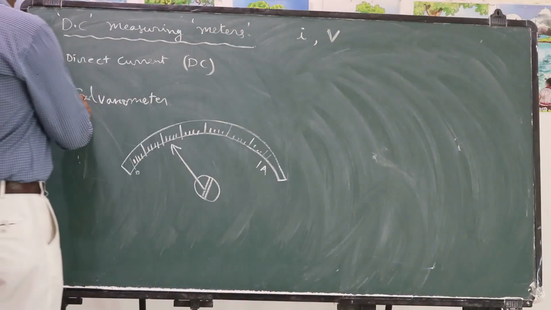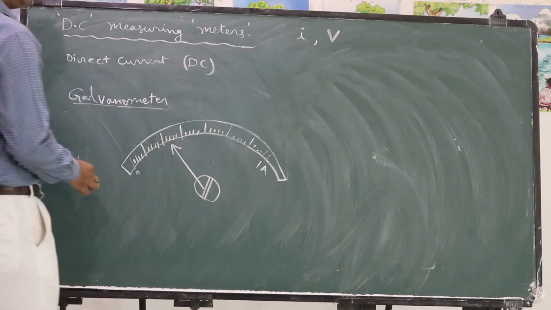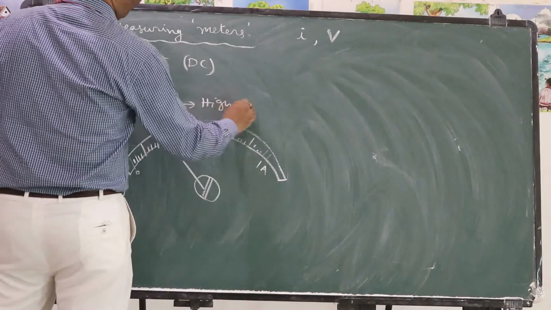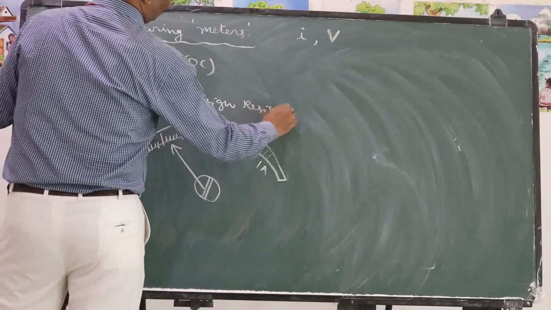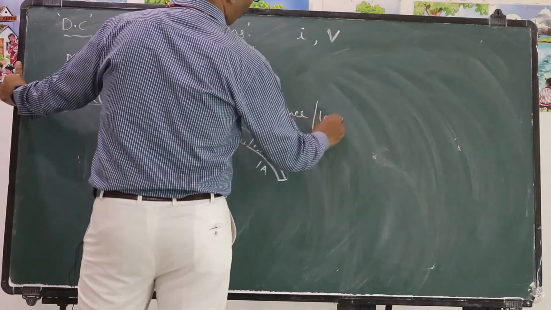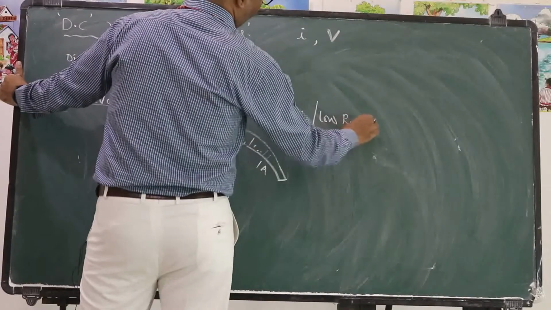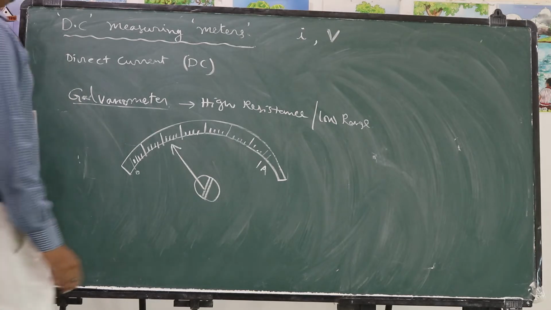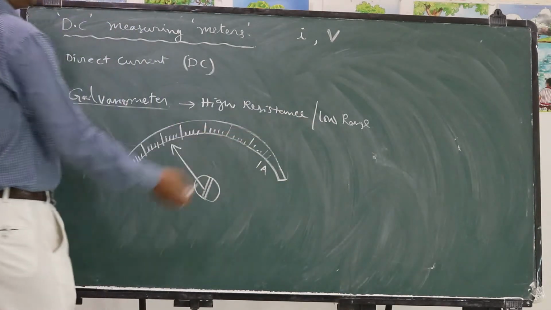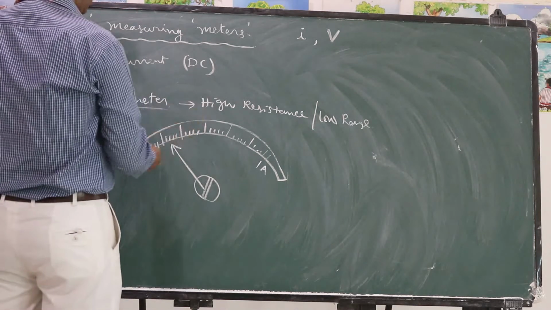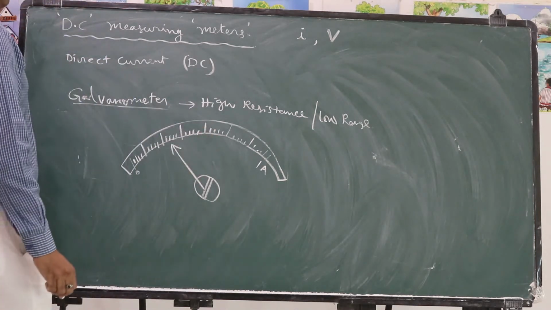So this galvanometer is having very high resistance, hence it is having very low range. Low range in the sense it cannot measure large amounts of current. Due to high resistance, it allows only a small amount of current.